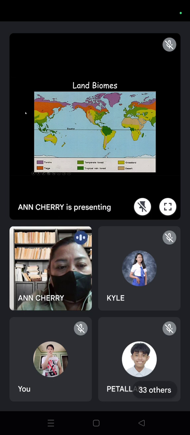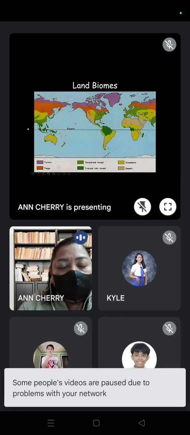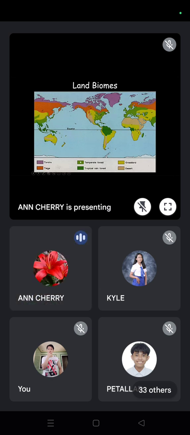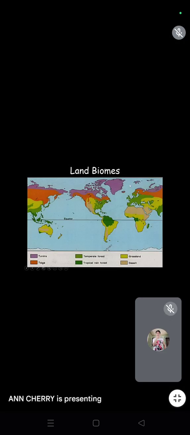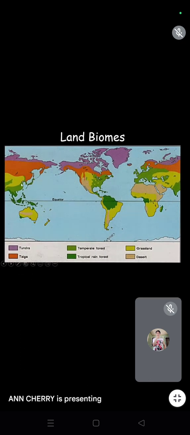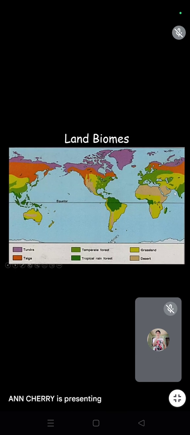This is the earth, no? Dari ang equator. Okay. So each color represents different biomes, no? Like the tundra, the purple one is the tundra, no? So diha nato makita ang mga tundra biomes. Then the taiga, itong orange, no? And we have the temperate deciduous forest, itong light green, okay, or orange or olive green, no?